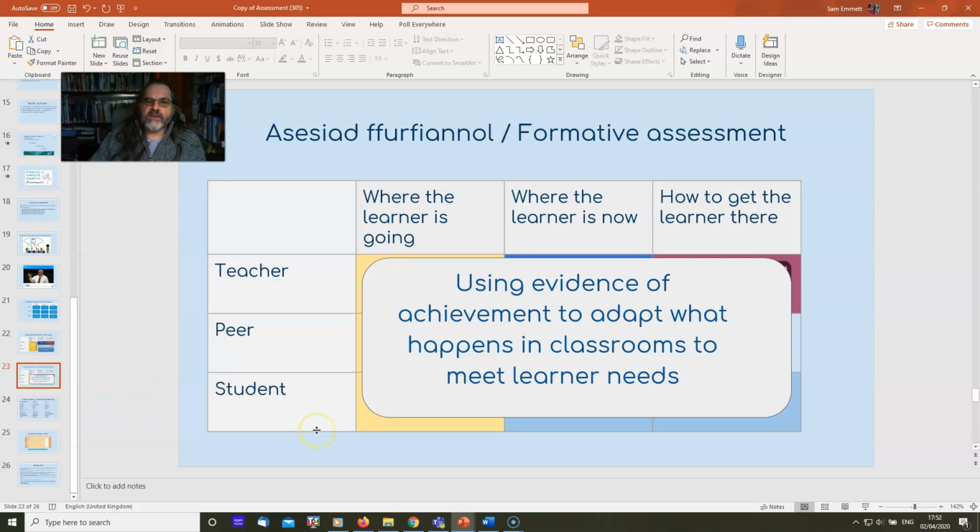Okay, and then what we need to do is use evidence of achievement to adapt what happens in that classroom to meet the learner's needs. Any formative assessment has to have value, has to have use, and we are using that as teachers to adapt and alter our lessons. You come back to some of the reflective cycles where you can go back and revisit content based on the fact that you know it wasn't achieved in the first place.